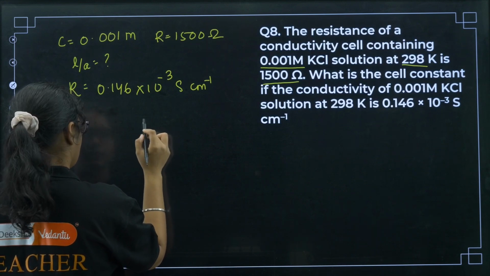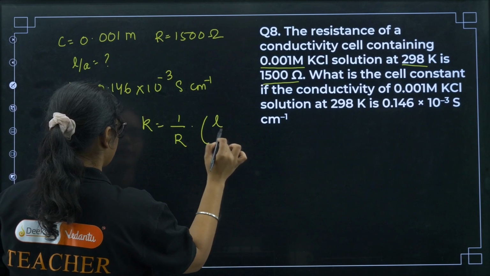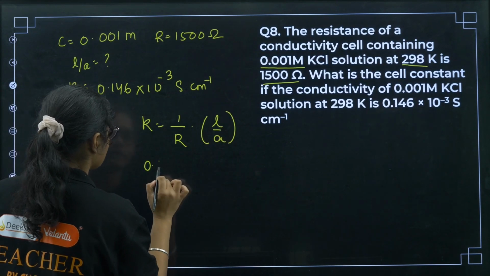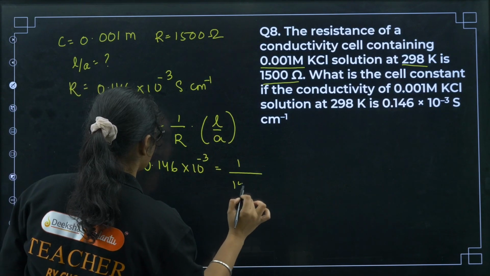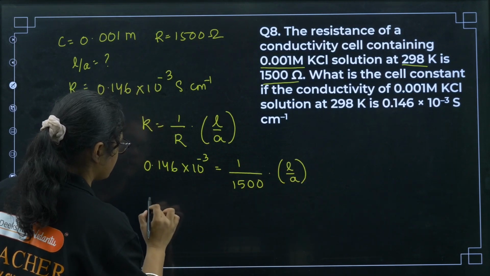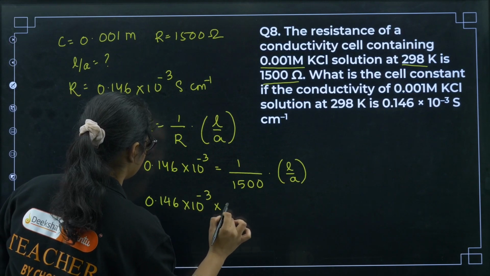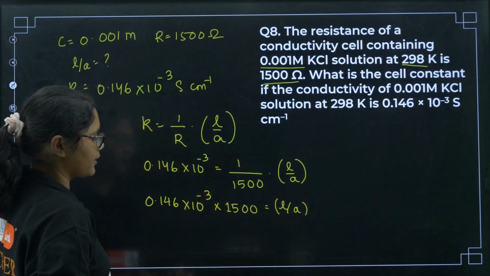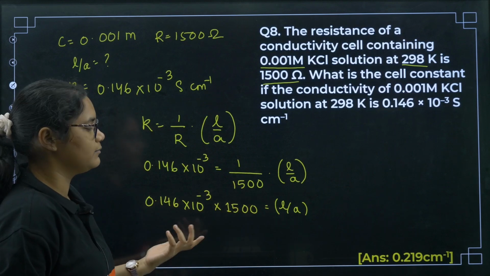So we know that kappa is equal to 1 by R into L by A. This is the cell constant formula. Now the kappa value is 0.146 into 10 to the power of -3, and this is 1 by 1500 into L by A. So if you multiply 1500 on this side, 0.146 into 10 to the power of -3 into 1500 is equal to L by A. Now if you solve this, you will get around 0.219 centimeter inverse.